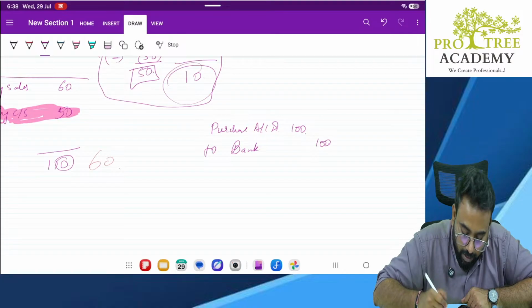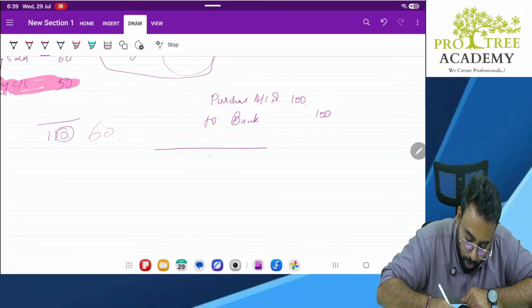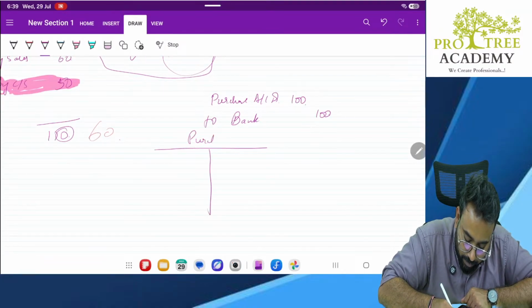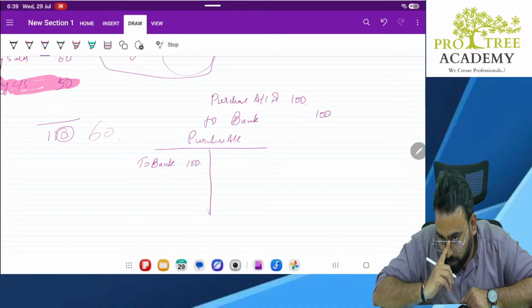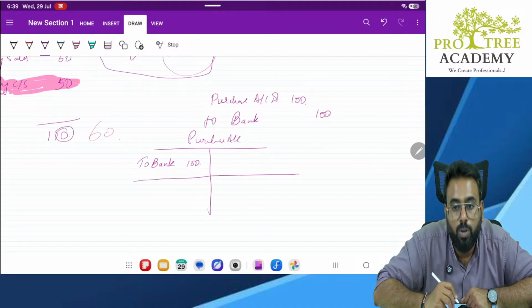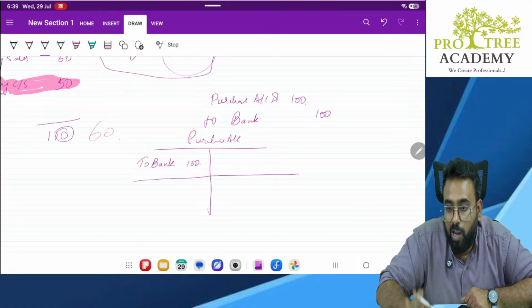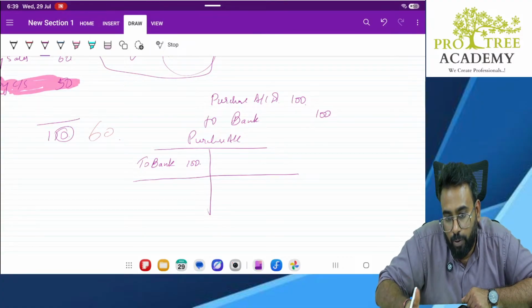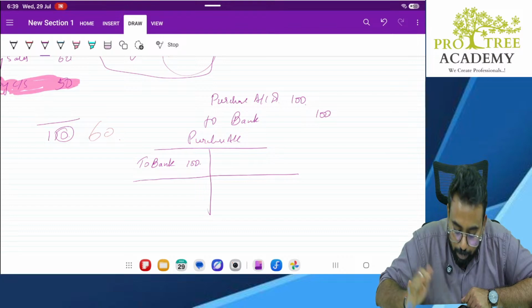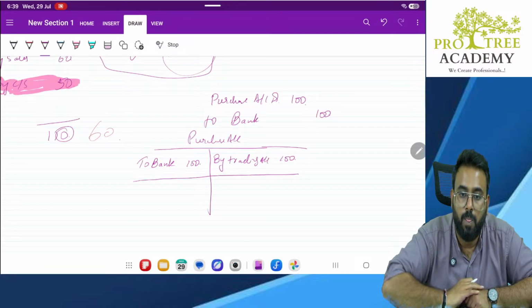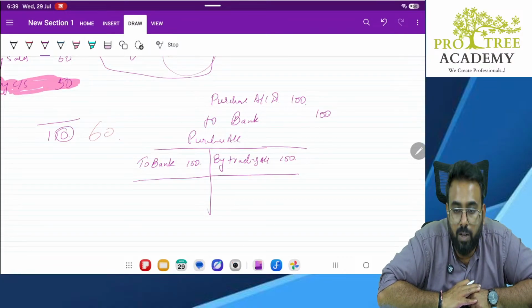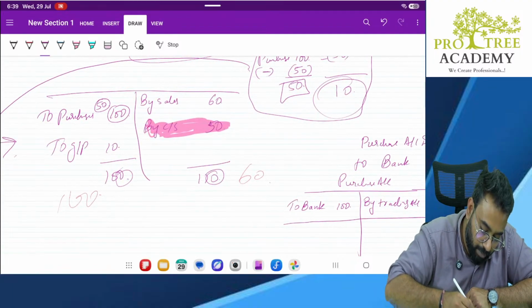Following? Yes, sir. Now, if you open your purchase account, it will be to bank 100. I always told you all the expenses and income accounts will never get carried forward. They get transferred to P&L. Now I will transfer this to trading account. Automatically the trading account will become 100.